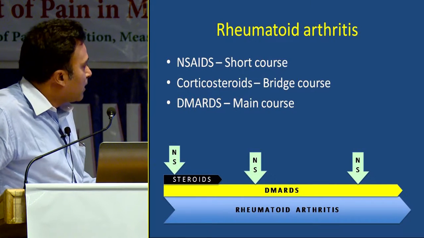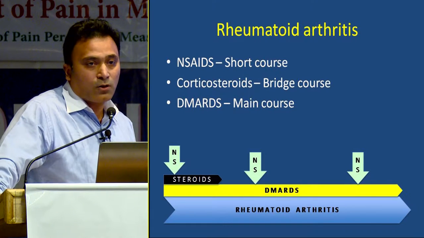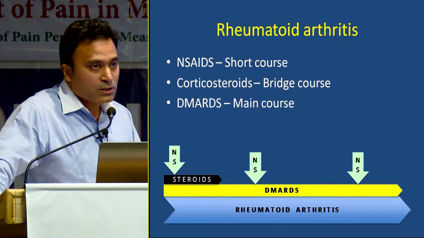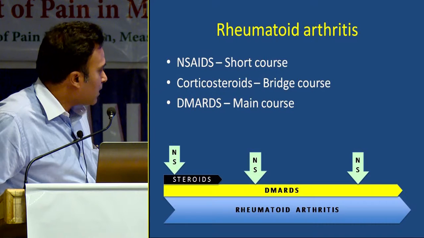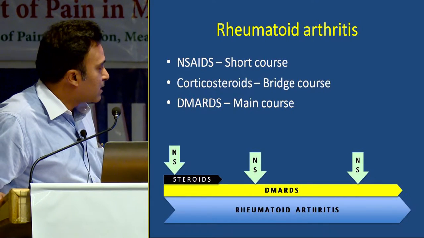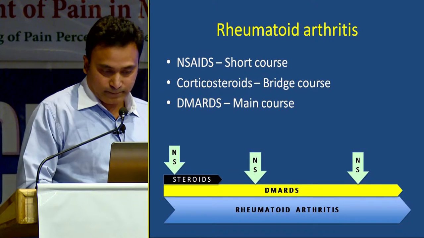So a bridge course of corticosteroids is used, which can be given in the form of low dose oral steroids, intramuscular glucocorticoids, or intra-articular glucocorticoids. Again, NSAIDs are used in the course of rheumatoid arthritis intermittently, in short courses, whenever they experience the pain.